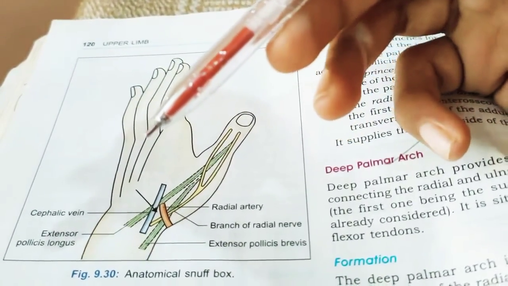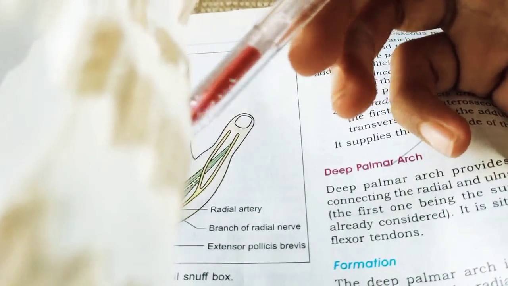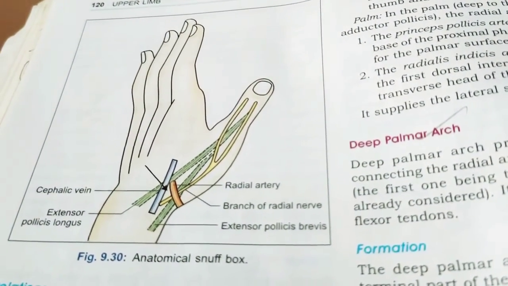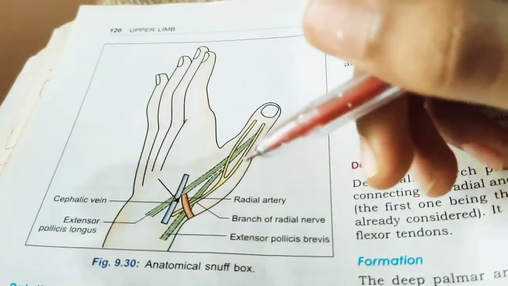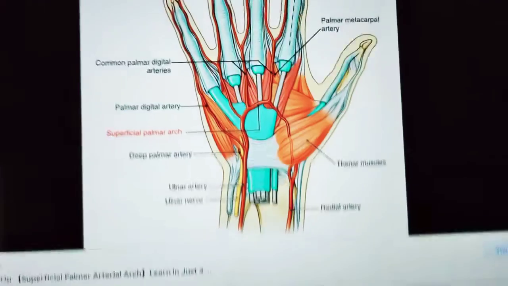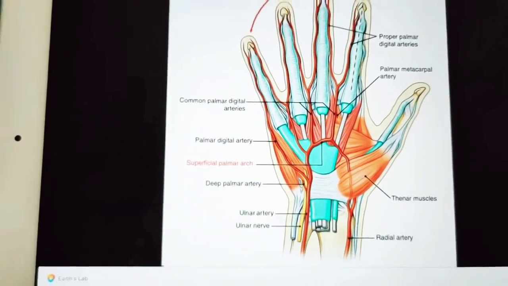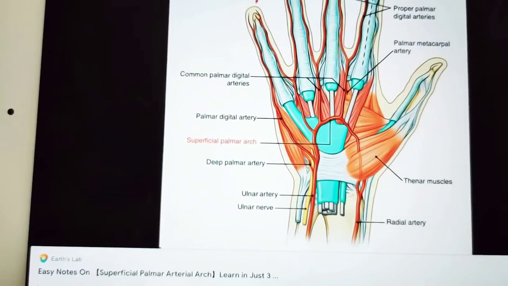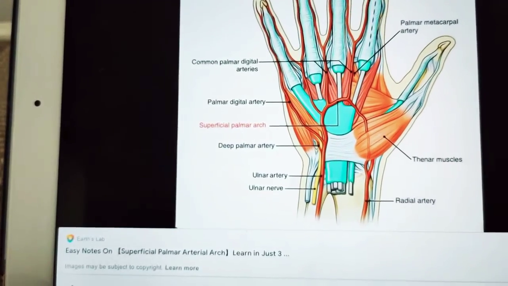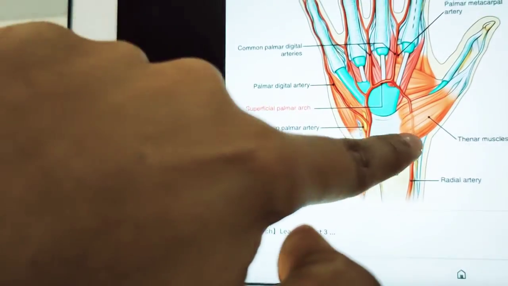So it reaches the proximal end of the first interosseous space and passes between the two heads of the first dorsal interosseous muscle to reach the palm. In the palm, the radial artery runs first medially, and at first it lies deep to the oblique head of adductor pollicis and passes between two heads of this muscle to form the deep palmar arch. Therefore, it is called the deep palmar arch.